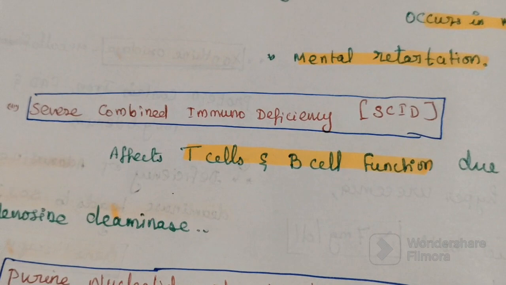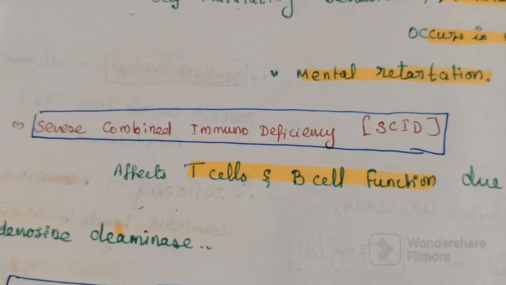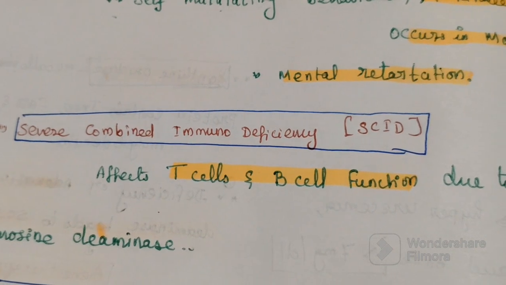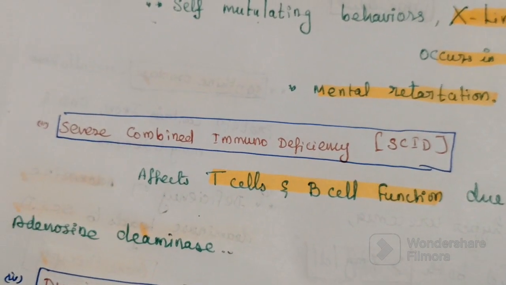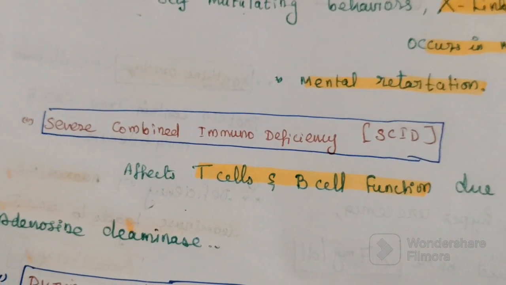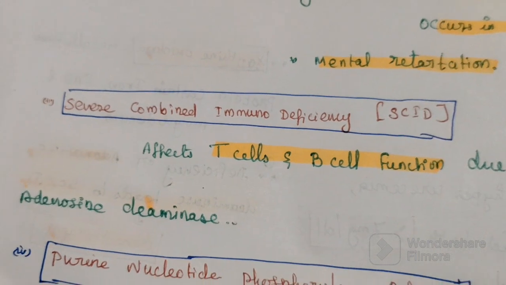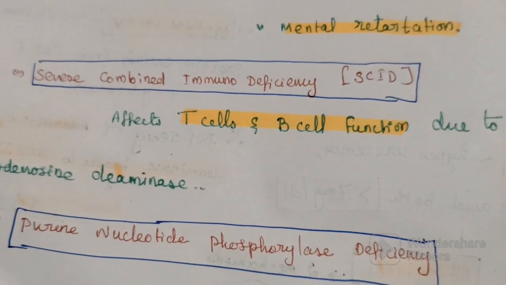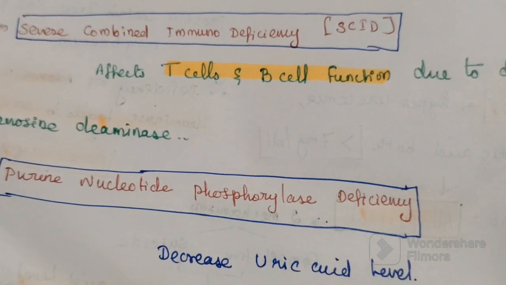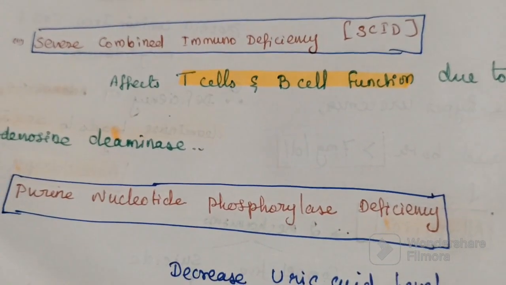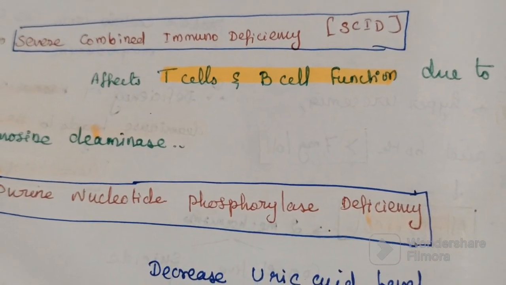Third disorder is severe combined immunodeficiency. It affects T cell and B cell function due to deficiency of adenosine deaminase enzyme. Fourth one is PNP, purine nucleotide phosphorylase deficiency, which also causes decreased uric acid level.